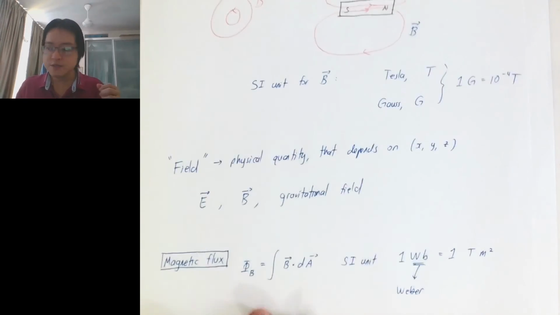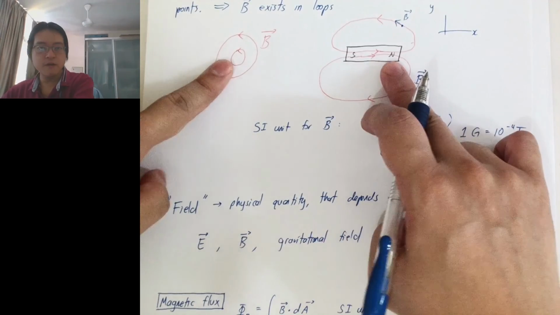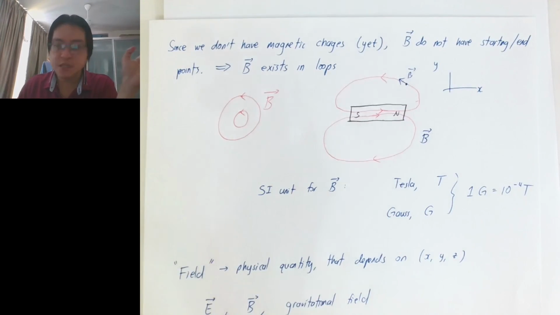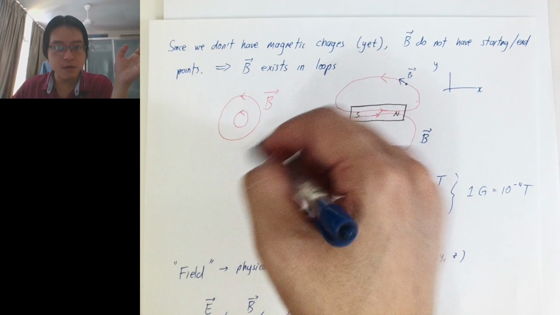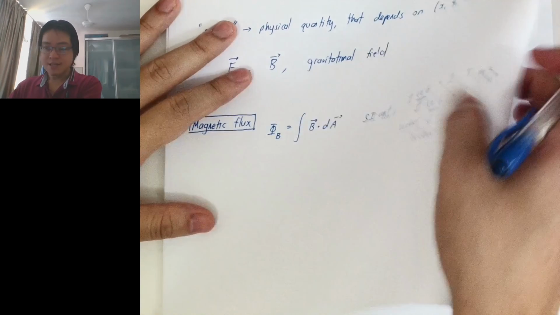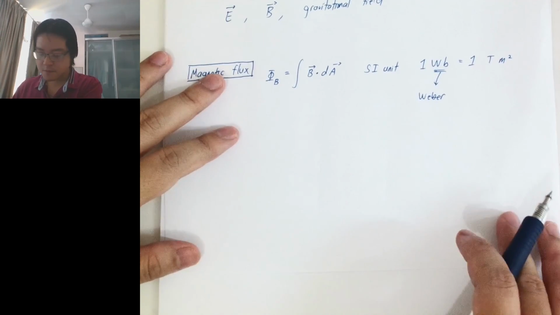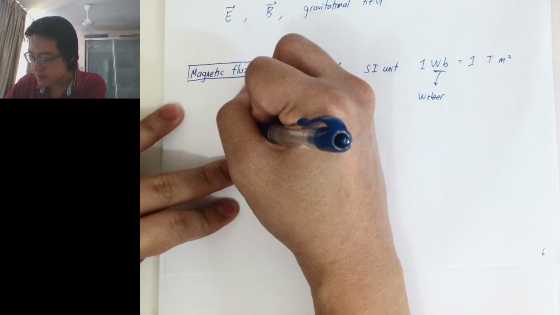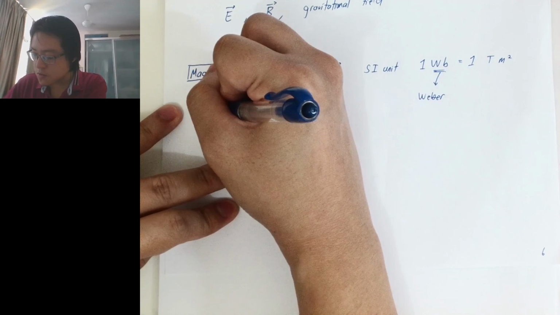In relation to magnetic flux, I want to see what is the consequence of having no magnetic charges. If I have no magnetic charges, all the magnetic field lines occur in loops. So what is the consequence? Let me write this here: magnetic field, so no magnetic charges.